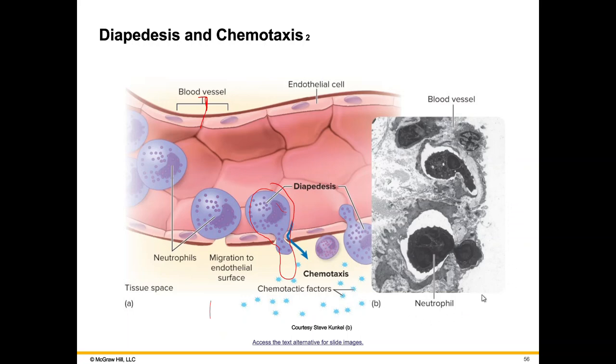It's a transmission electron microscope image. Here we have our blood vessel, and this would be the cytoplasm in white of our neutrophils, and then this would be the nucleus. And so you can see them squeezing out of this blood vessel.